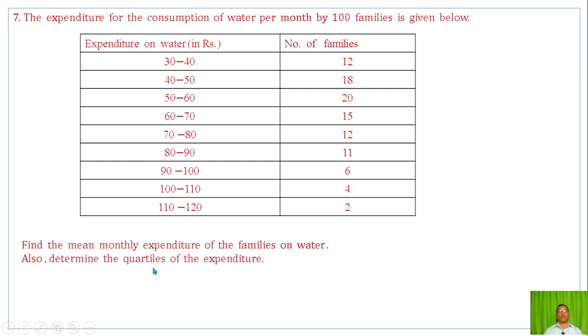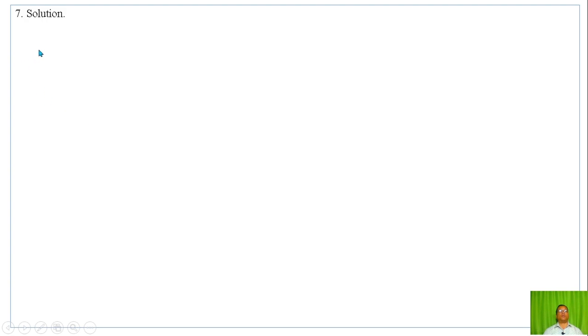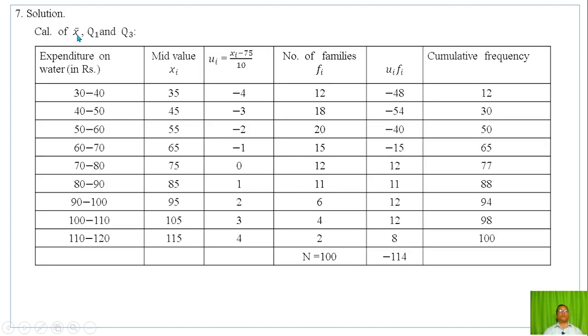Also determine the quartiles of the expenditure. First quartile and second quartile. First quartile and third quartile. Upper quartile and lower quartile. We have to make a table. Calculation of mean X bar, Q1 first quartile and Q3 third quartile, upper quartile.